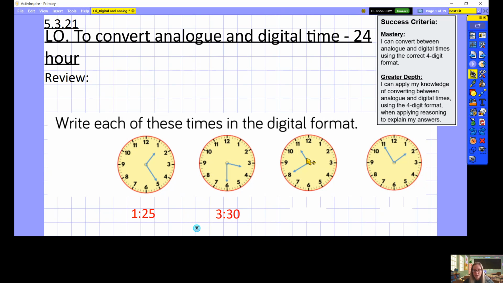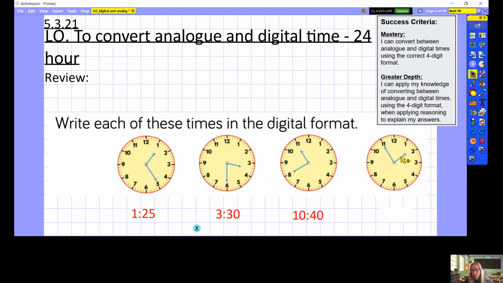On this next clock, the hour hand is almost coming up to 11 o'clock. It's almost on the 11, which means it's not quite 11 o'clock. So the hour has to be the hour before. So the hour would be 10, and if I count round the clock in 5s, 5, 10, 15, 20, 25, 30, 35, 40. So the time is 10:40, and we would say that time as 20 minutes to 11 when we're reading an analog clock. But on the digital clock, it is 10:40.